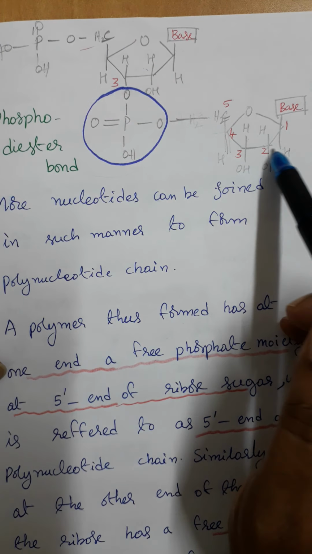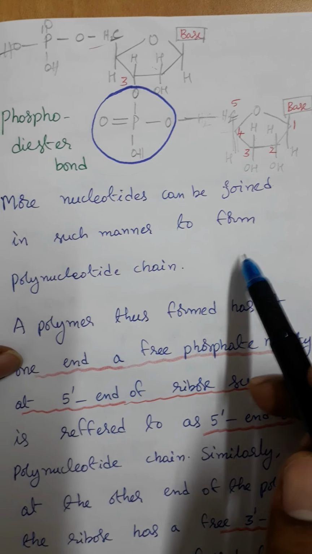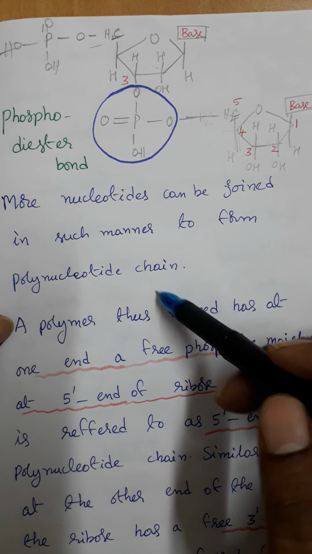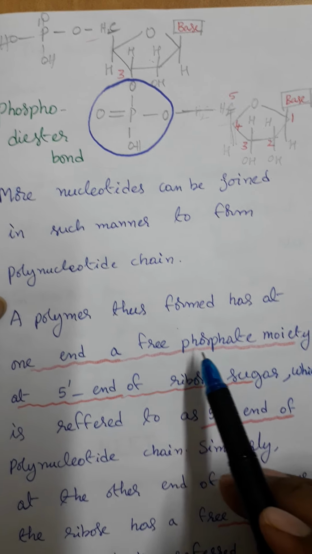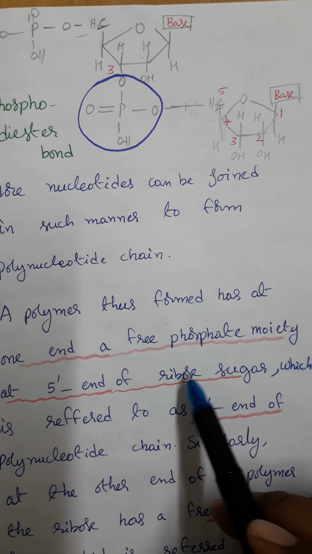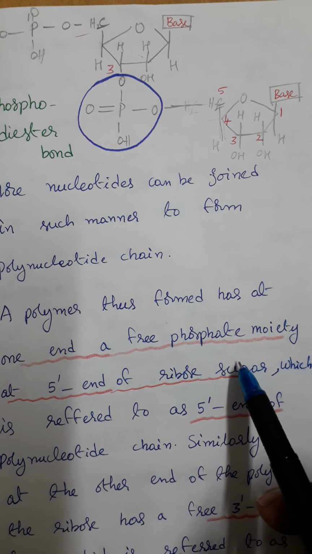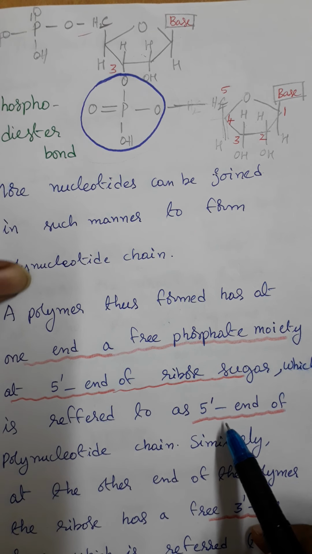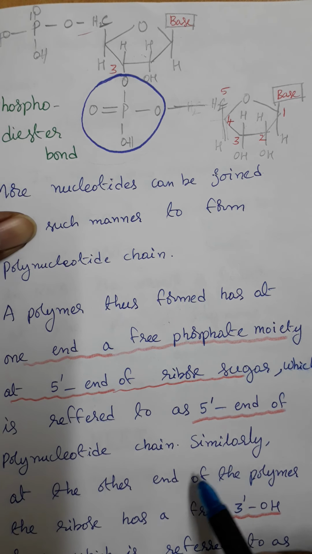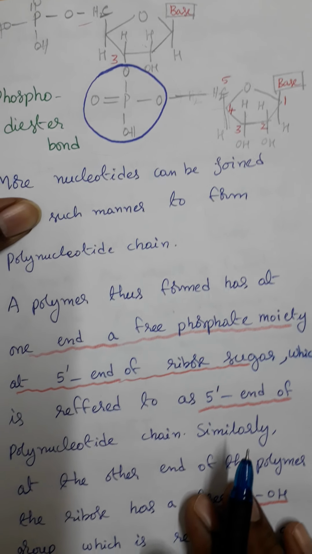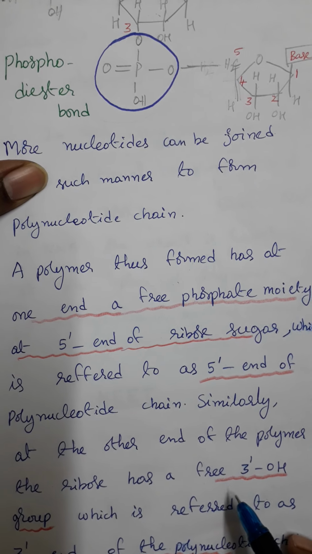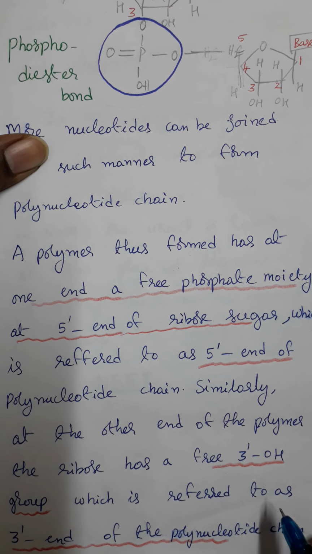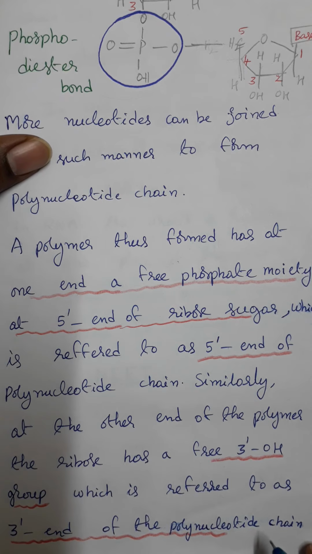It's important from an objective point of view. So more nucleotides can be joined in such a manner to form a polynucleotide chain. A polymer thus formed has at one end a free phosphate moiety at the 5' end of the ribose sugar, which is referred to as the 5' end of the polynucleotide chain. Similarly, at the other end of the polymer, the ribose has a free 3' OH group, which is referred to as the 3' end of the polynucleotide chain.